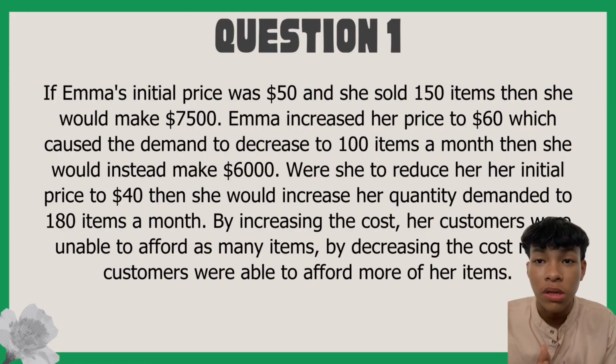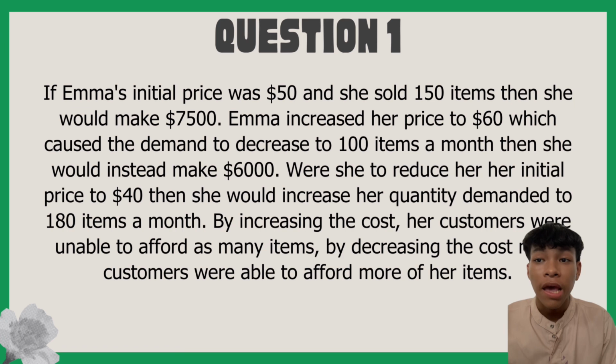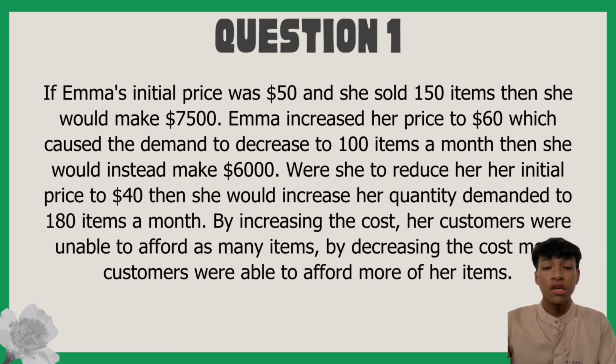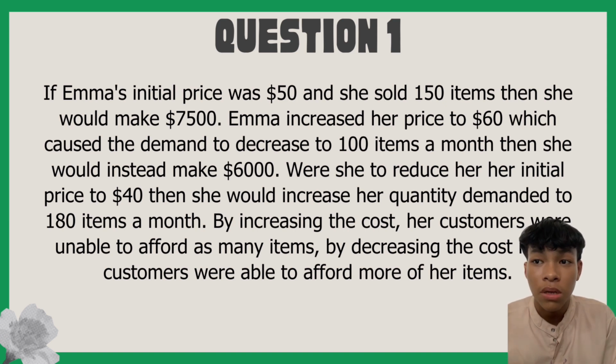Okay, so for question 1, if Emma's initial price was $50 and she sold 150 items, then she will make $7,500. Emma increased her price to $60, which caused the demand to decrease to 100 items a month. Then she will instead make $6,000. If she were to reduce her initial price to $40, then she will increase her quantity demanded to 180 items a month. By increasing the cost, her customers were unable to afford as many items. By decreasing the cost, more customers were able to afford more of her items.